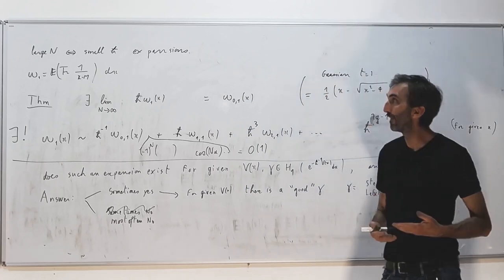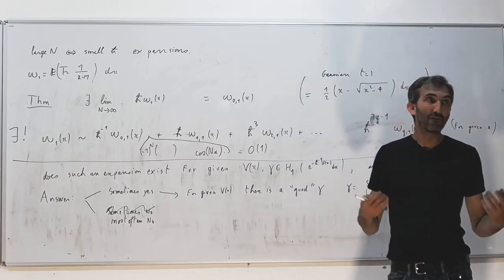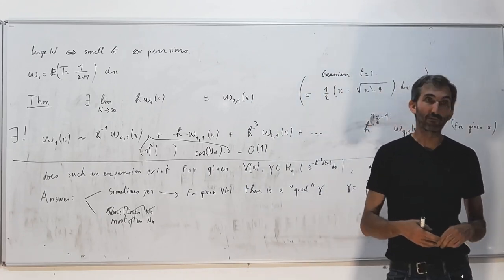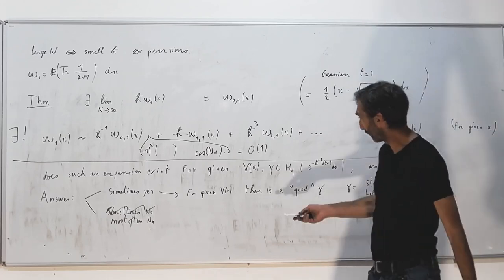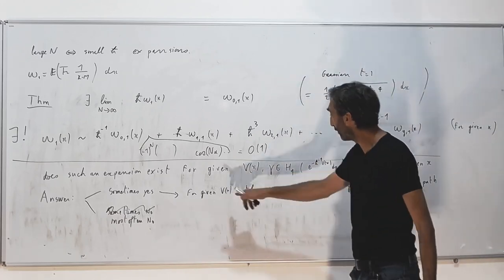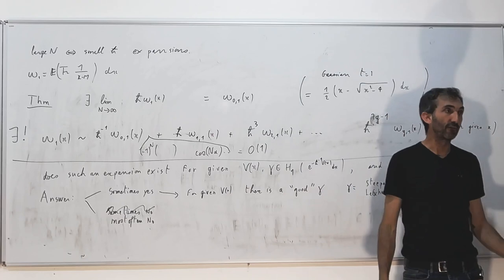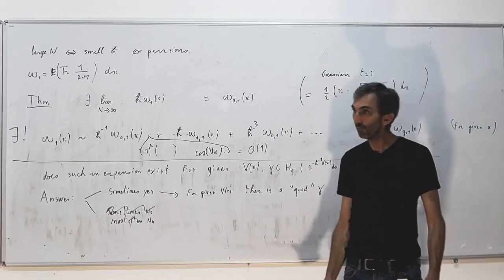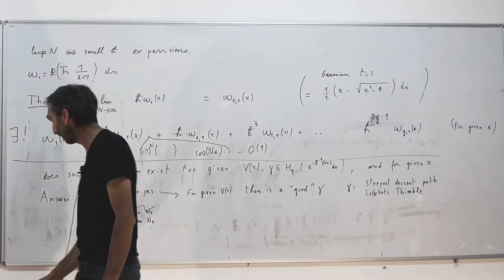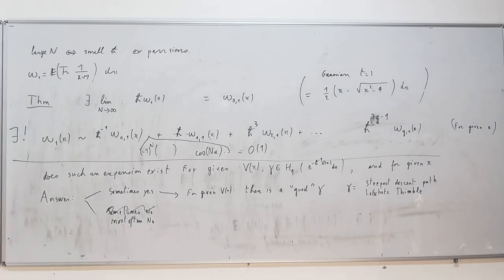Now the idea is let's consider a situation where it exists. And what I tell you is that for a given potential, you can always choose your gamma such that it exists. This is really hard to prove, it's hard analysis, but I just ask you to believe me. And in fact, what we shall do now is make the hypothesis that we are in a situation where it does exist. And now we want to compute the coefficients.